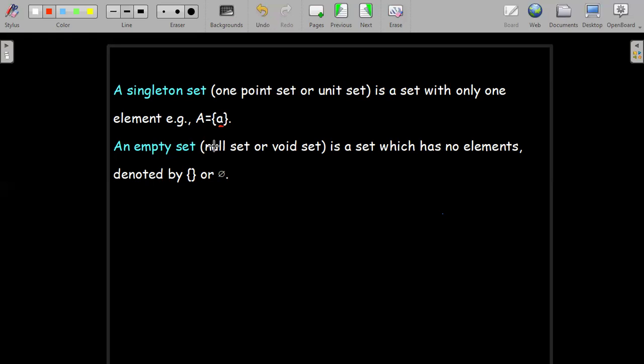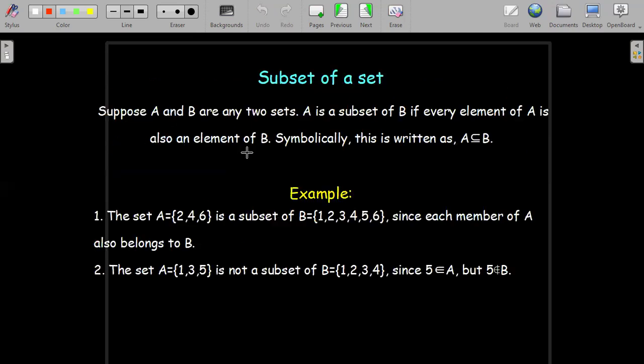Then the other definition is when we're looking at an empty set. An empty set, also known as the null set or the void set, is a set which has no elements in it. We will denote it by just open braces like this, or this Greek symbol like this. This here is going to mean empty. So if I write this or write that, then what we mean is we're talking of an empty set there. So a singleton only has one element. An empty set has no element in it.